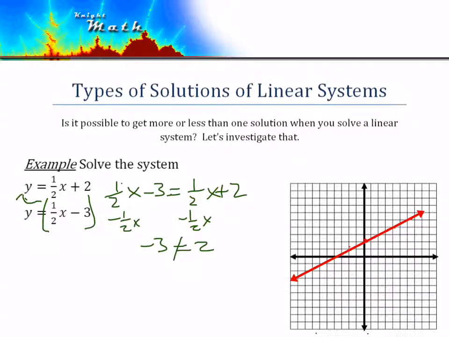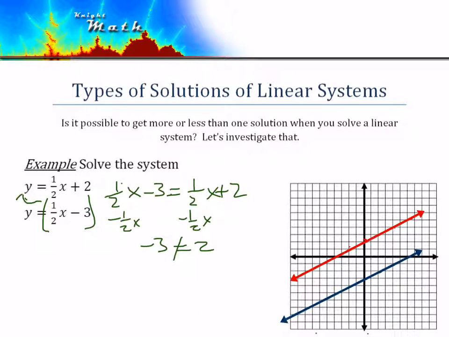Okay, and let's graph the second line. We've got a y-intercept of -3 and a slope of 1/2. So let's graph that one there, in a different color. Y-intercept of -3 and slope of 1/2. Rise of 1, run of 2, rise of 1, run of 2, and so on and so forth. And let's graph that line there.